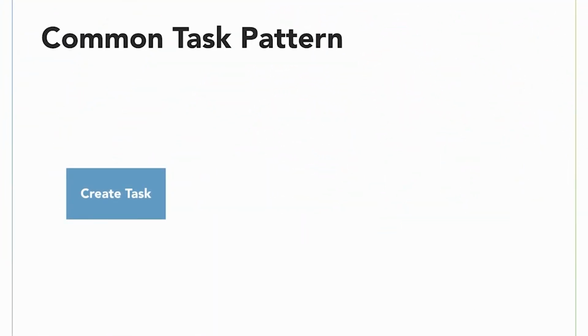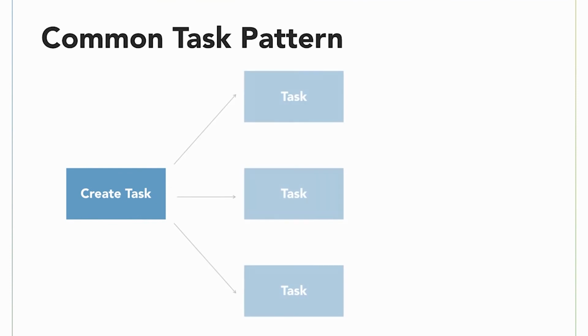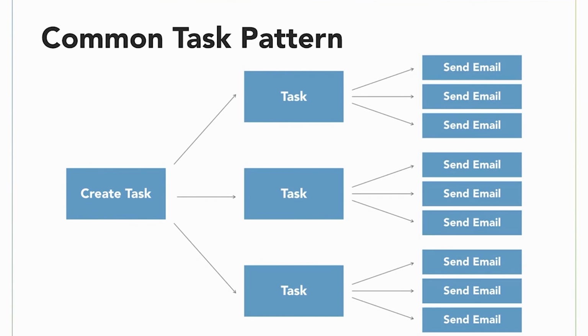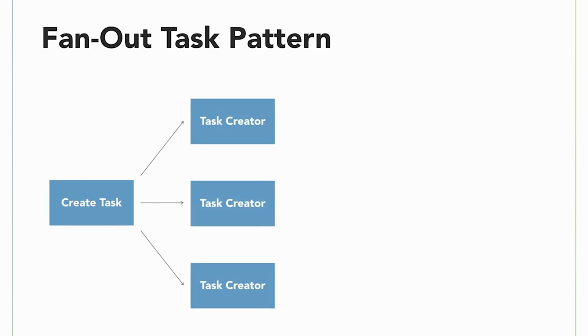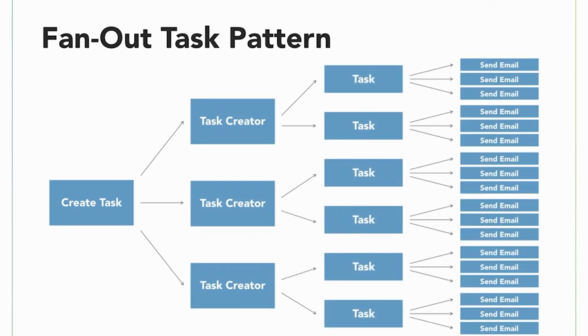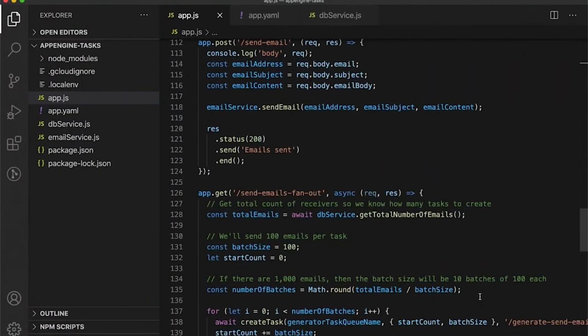So this is where the fan-out pattern comes in. In a common task pattern, our code creates tasks, which then sends emails. Now in a fan-out pattern, instead of creating tasks directly, we create tasks that create tasks and then sends emails. It looks like this in code.